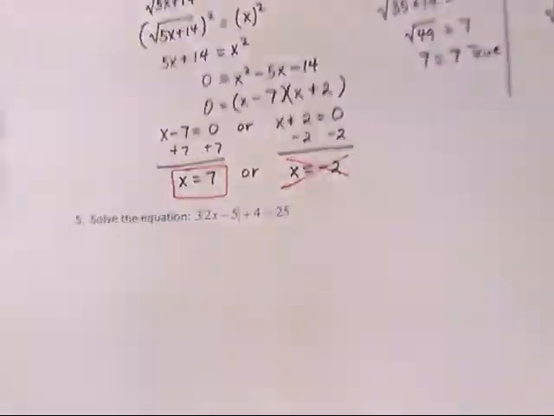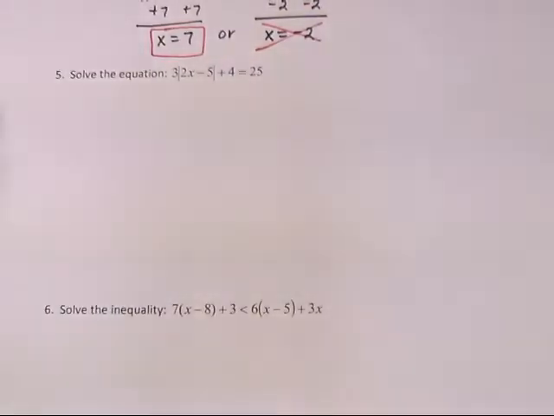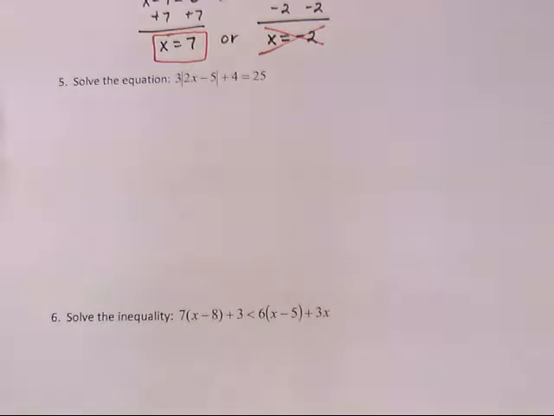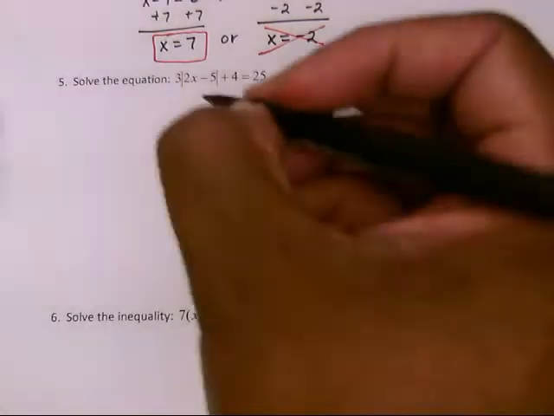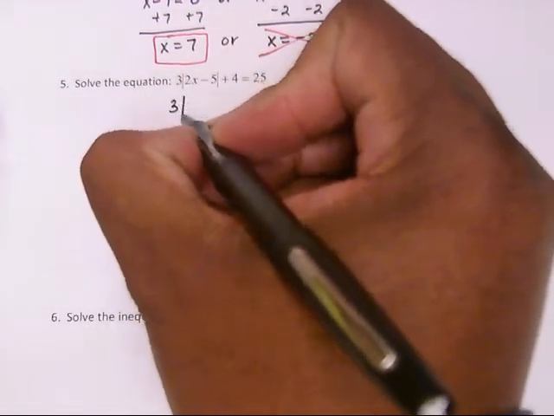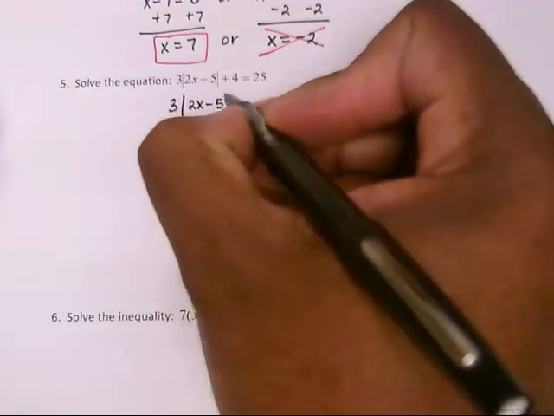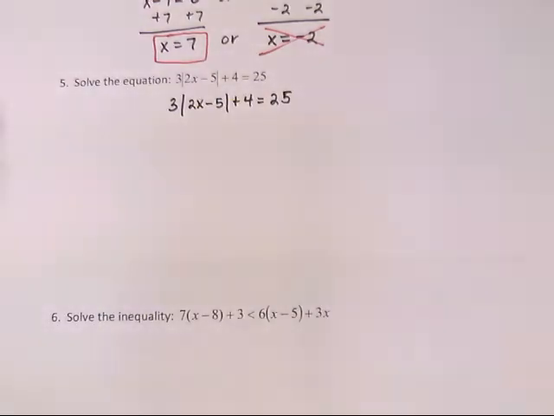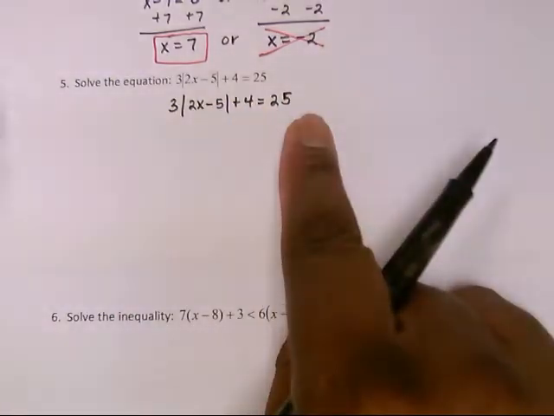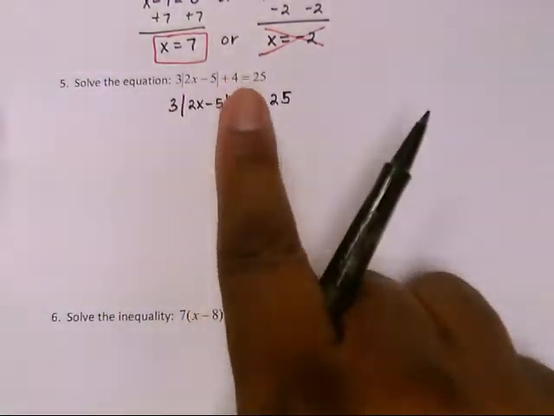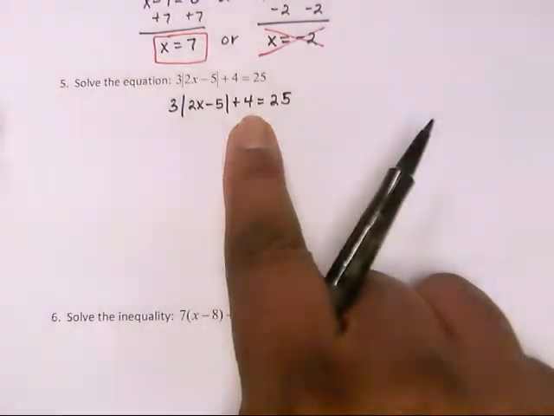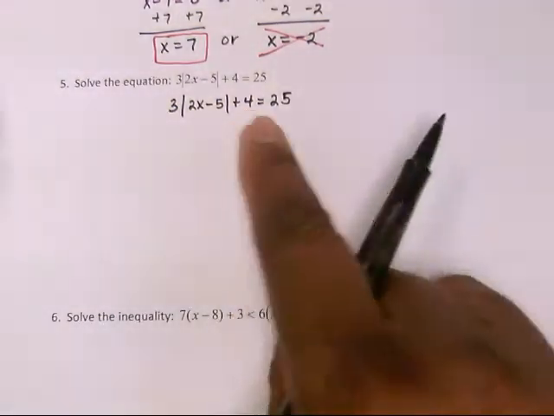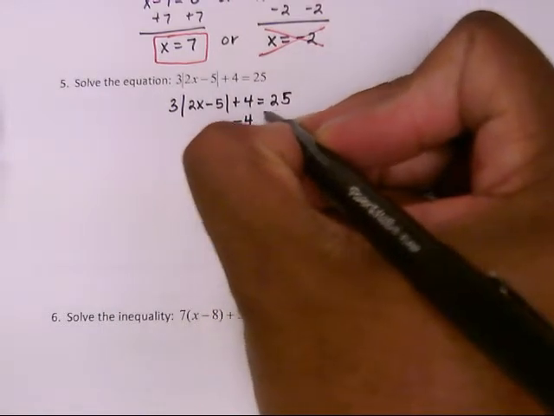Okay. Number 5 is solving the absolute value equation. 3 times the absolute value of 2x minus 5 plus 4 equal to 25. The first step is to get the absolute value by itself. That means I need to move the plus 4 over to the other side and get rid of the 3 that's in front. Let's start with getting rid of that plus 4 that's on the outside. I'm going to subtract 4 on both sides.